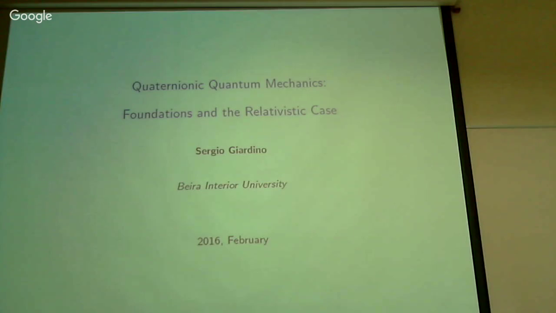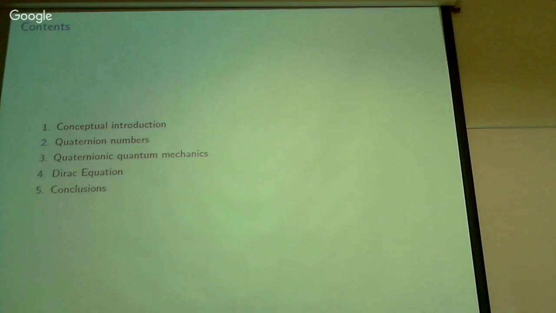So, my program for today is to consider first a conceptual introduction, in which I will give some very general ideas. I will present quaternion numbers, which are not so well known to physicists. I will introduce quaternionic quantum mechanics, which is summarized in a book of Adler. And at the end, I will consider the Dirac equation, using quaternions, and that will be my example. Finally, I will round off this talk with some conclusions.